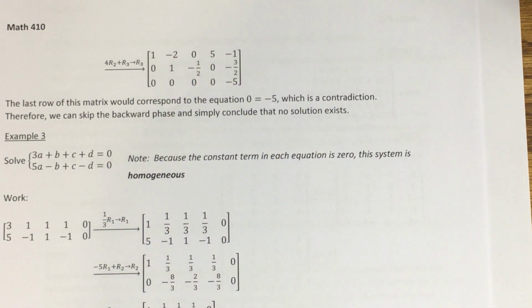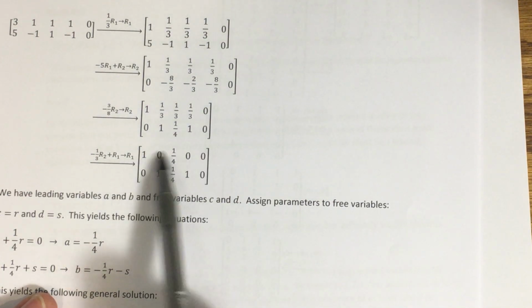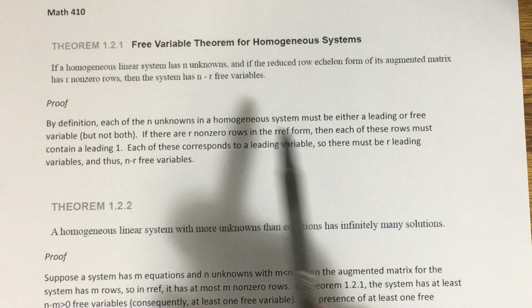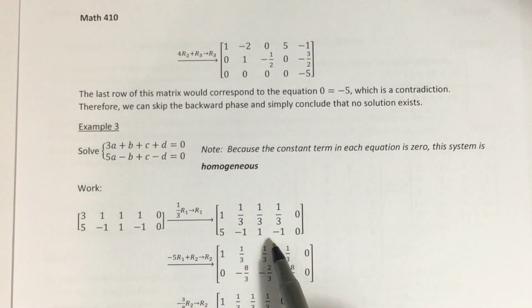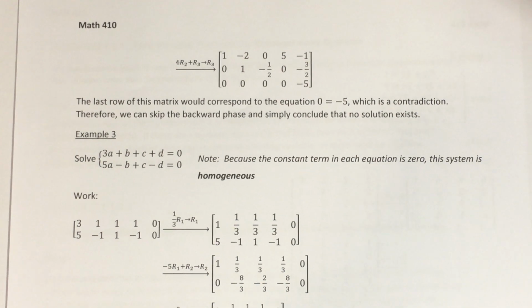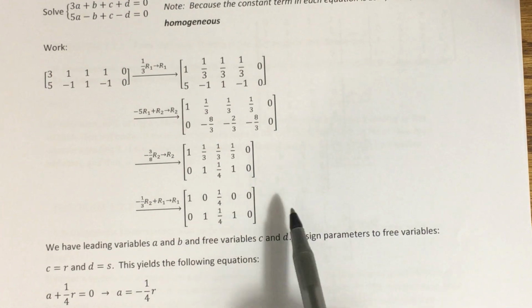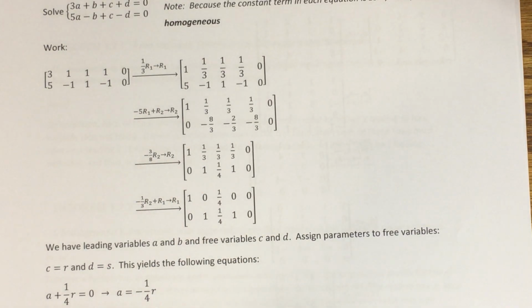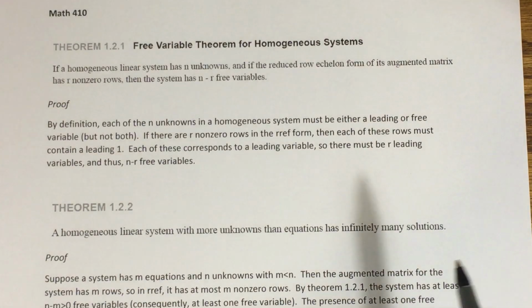This augmented matrix, once it's put into its reduced row echelon form down here, there are no rows of zeros. So we have 2 non-zero rows, right? So r, in this case, would be 2. N, which is the number of unknowns, in this case would be 4. So what this is saying is that because we have 2 non-zero rows and 4 unknowns, then the total number of free variables should be 4 minus 2. We should have 2 free variables, which means we should have 2 parameters in our solution set. That's what we ended up seeing, R and S here. Okay?